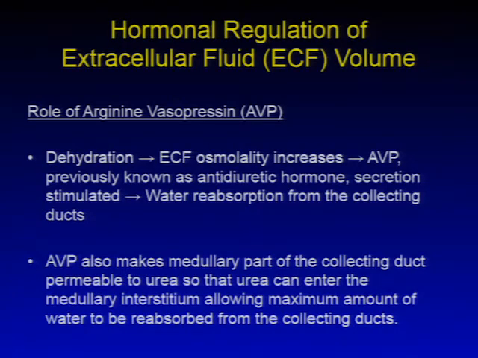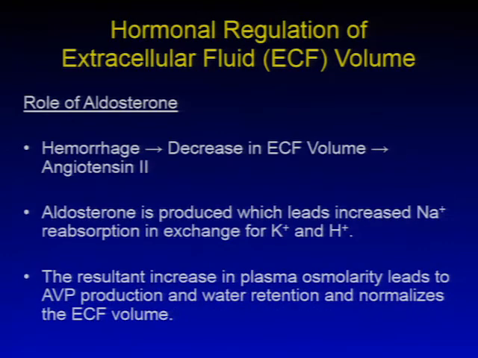Next, we're going to talk about hormonal regulation of extracellular fluid volume, the role of arginine vasopressin. Dehydration causes an increase in ECF osmolality, which causes the secretion of AVP, also previously known as antidiuretic hormone. This stimulates the absorption of water from the collecting ducts. AVP also makes the medullary part of the collecting ducts permeable to urea so that urea can enter the medullary interstitium, allowing the maximum amount of water to be reabsorbed from the collecting ducts.